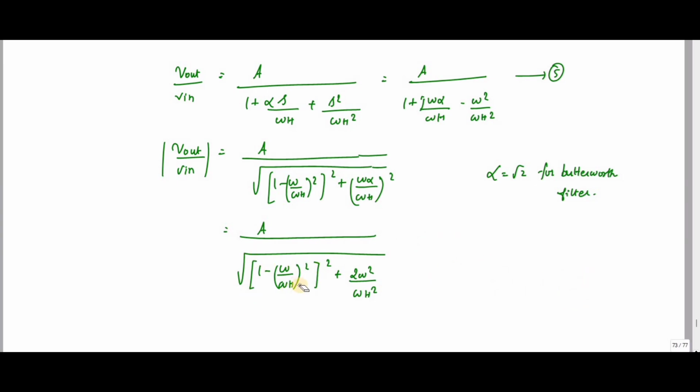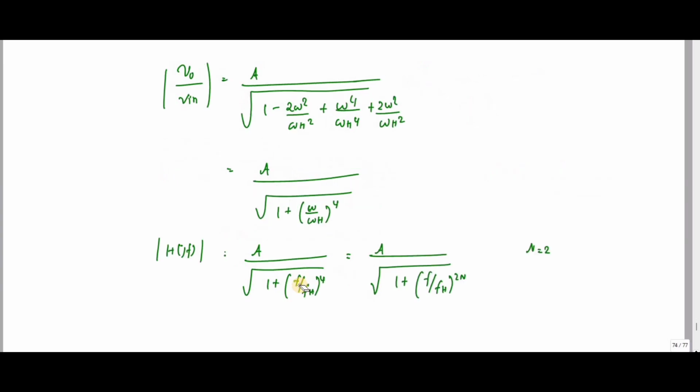So here I am going to expand using the (A minus B) the whole square formula. If I apply it, I will get this. Here I can cancel out these two terms. So I will get V naught by V, that is nothing but H of j omega, equal to A divided by root of 1 plus (omega divided by omega h) the whole power 4.